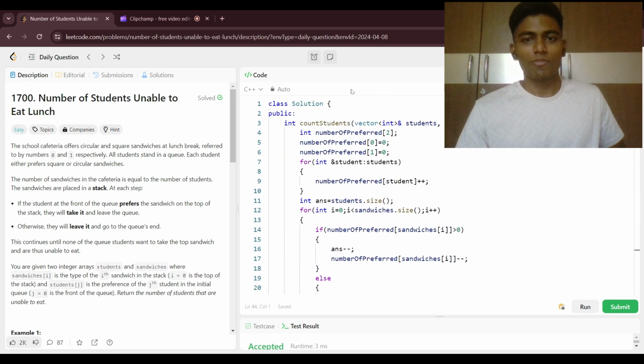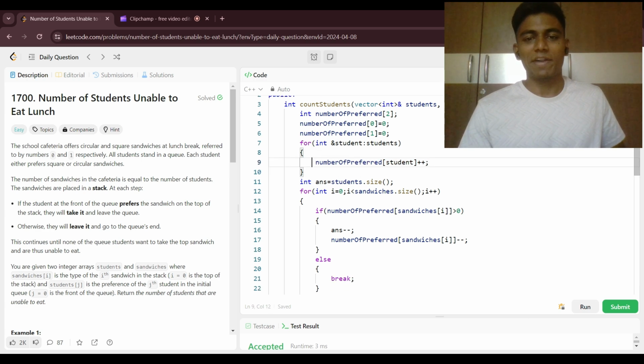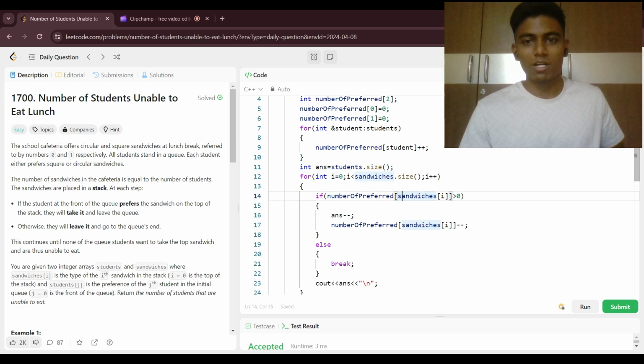So if we come to the number of preferred, we are going to take 2, and number of preferred of 0 is going to be 0, and 1 is going to be 0. And then for each student we are going to increase the number of preferred with plus plus, and then we are going to take all the sandwiches in the given order. Let's say there is a student who wants this particular sandwich. That's why we are going to decrease the number of students who want this particular sandwich.